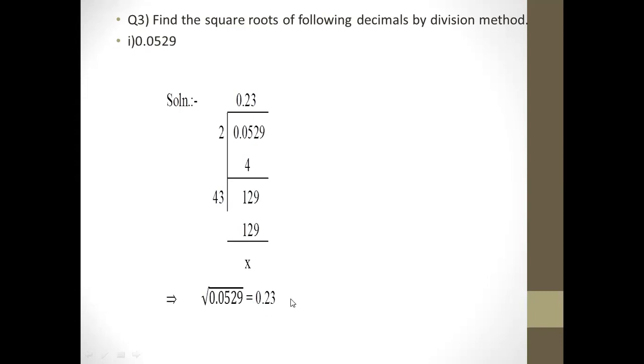Or you can do it like this, that directly you make the pairs 29 and 05, and this 0 and decimal will come in the answer, and then 2 2s are 4, 5 minus 4 is 1, 29 comes down. You know that in the division method to find the square root, we take the complete pair. So this 2 and this 2, 2 plus 2 is 4, and then multiply with 3. So you will get this 129.